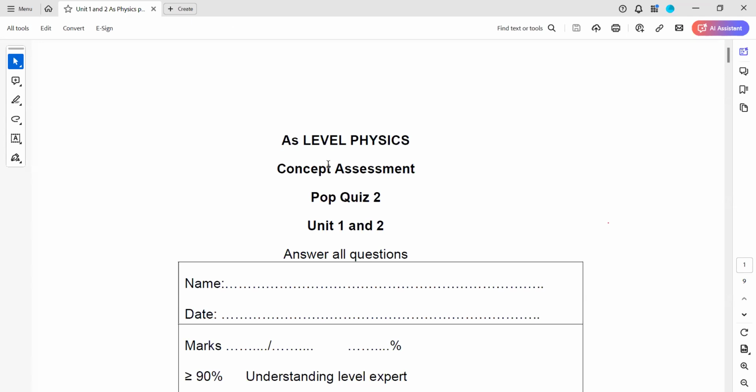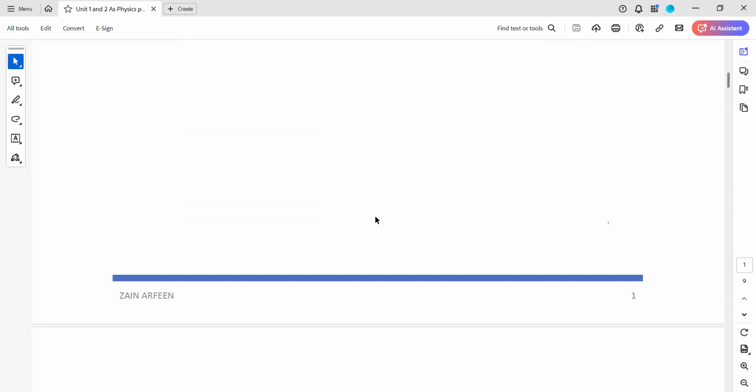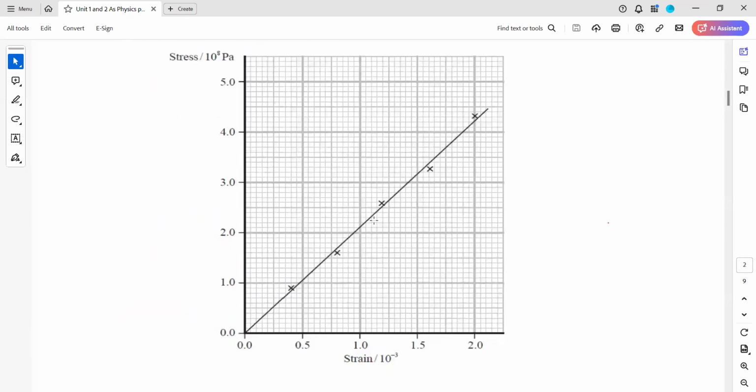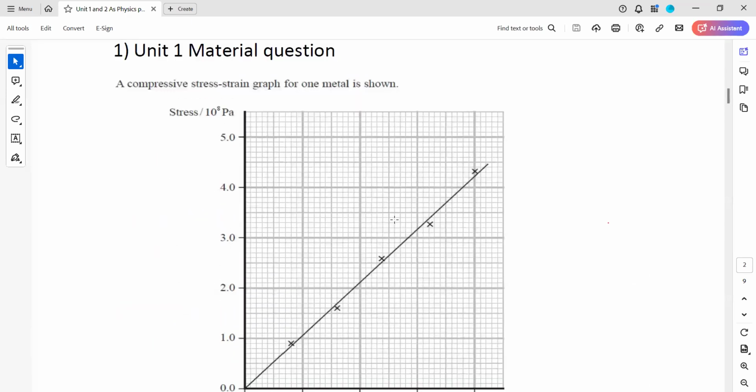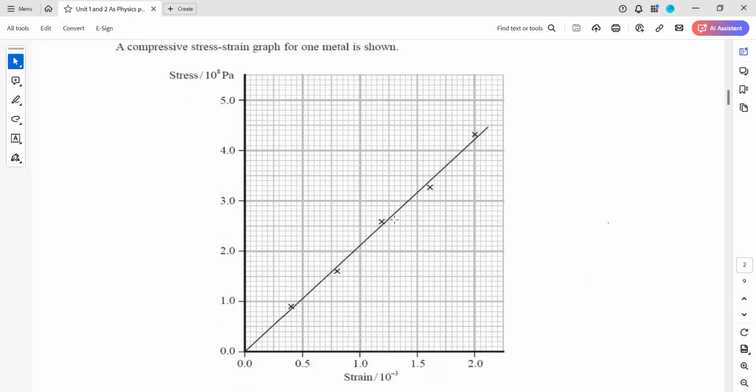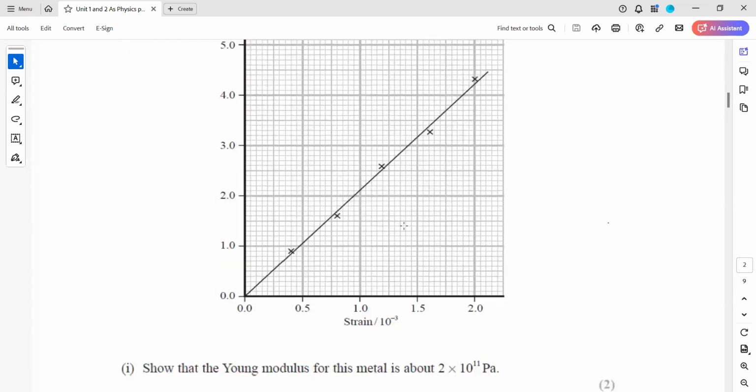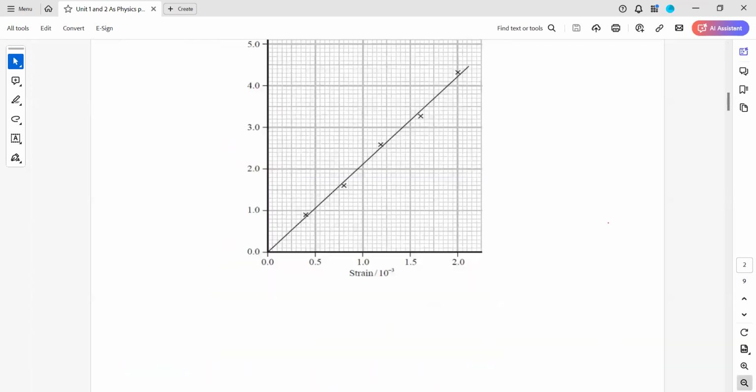So pop quiz 2, which is related to unit 1 and 2 topics. The first question is related to the material. The compressive stress and strain graph is there for one metal as shown. Show that the Young's modulus is 2 exponent 11.